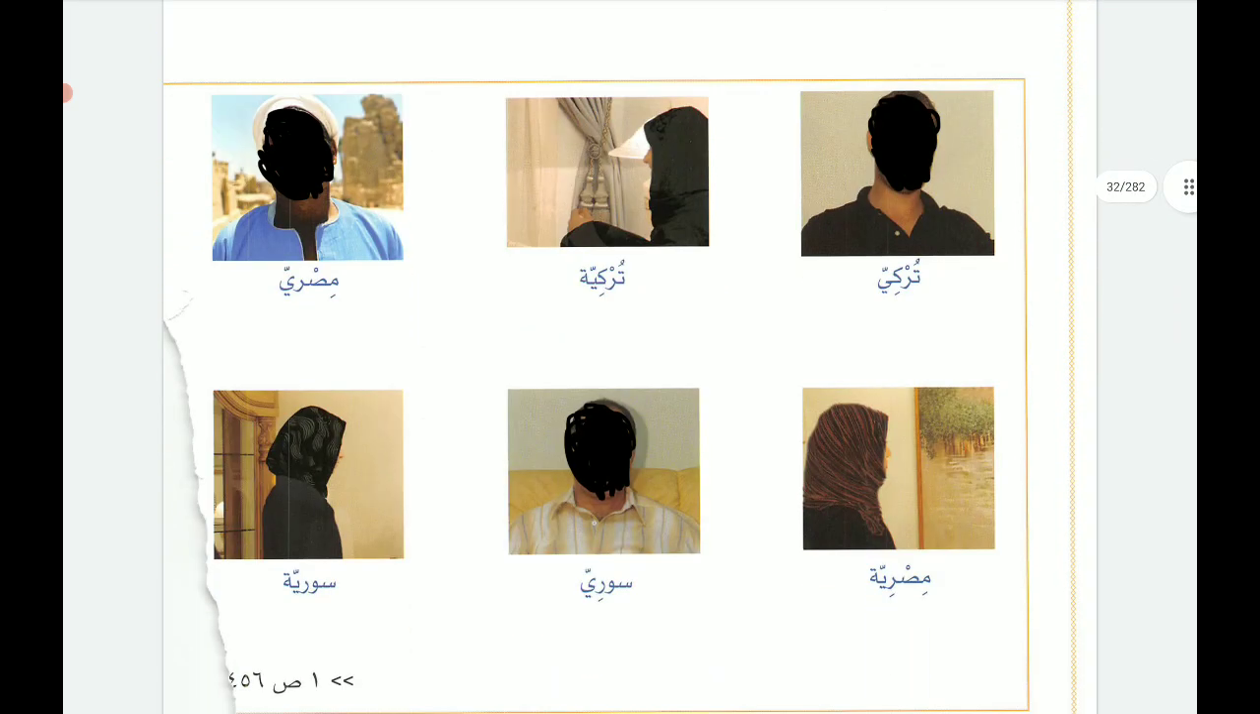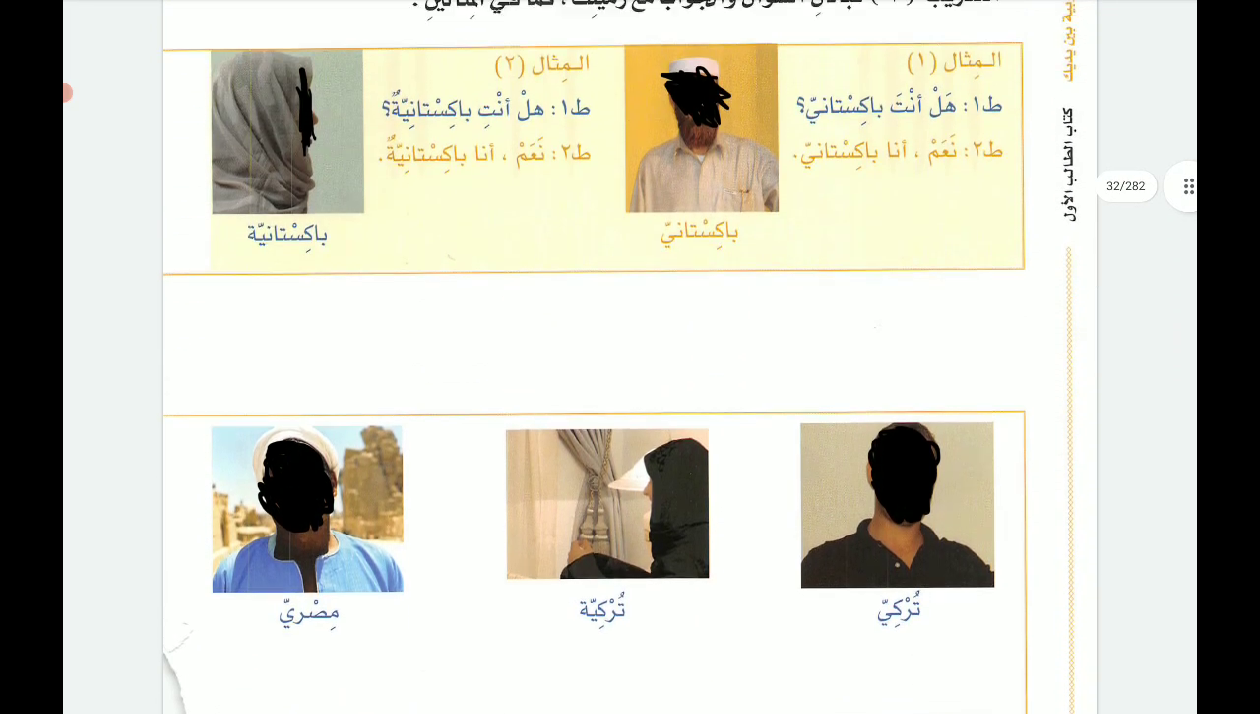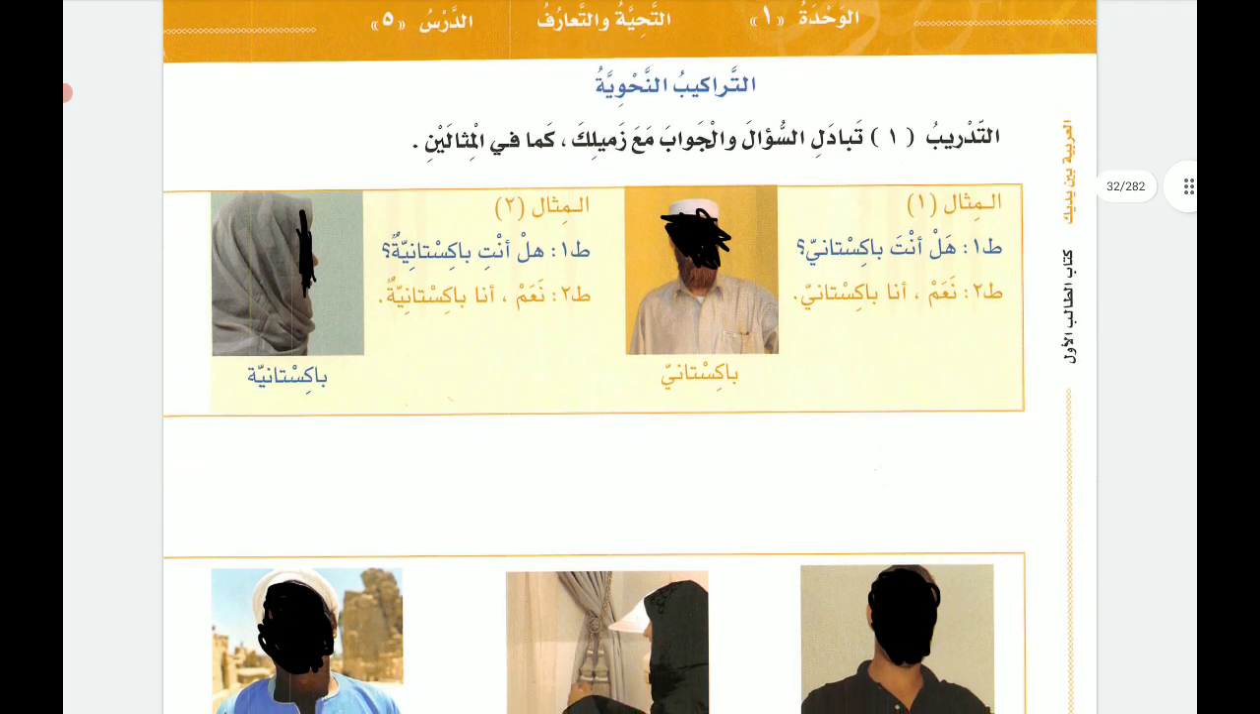Let's move on now to page 10. So the method of the book is he's going to keep repeating the same words and the same method of conversation until it becomes firm. So don't get bored of repeating hal anta Pakistaniyun, hal anta Misriyun. It's going to keep coming. So there's 2 examples now. We're going to pair up and we're going to speak to each other.